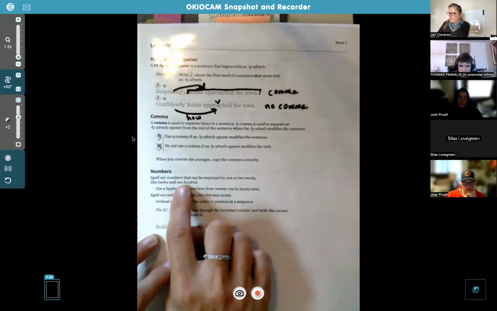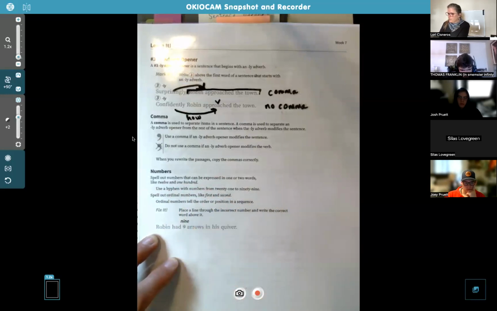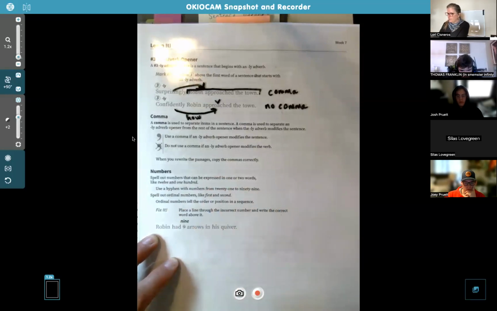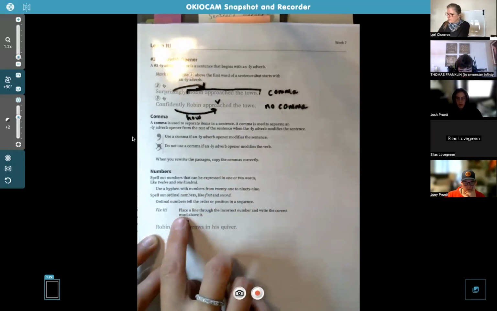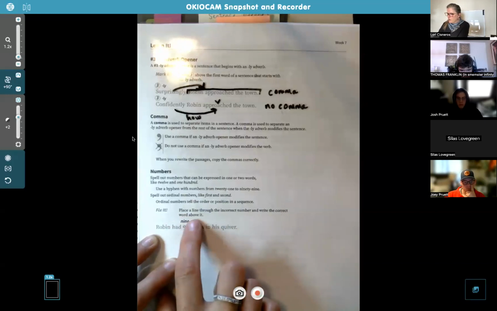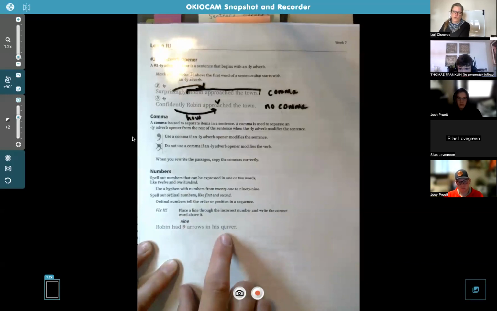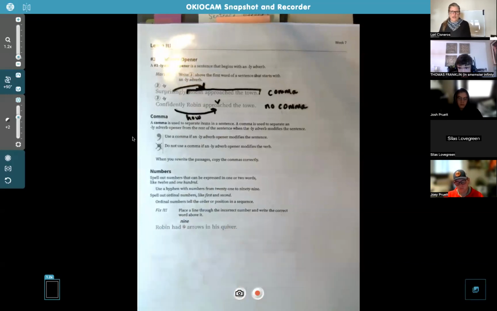Even 2 words, 100. But if it's 21 to 99, you're going to use a hyphen. Place a line through the incorrect number and write the correct word above it. So here's your example. Robin had 9 arrows in his quiver. The quiver is that piece of equipment they carry on their back. You've probably heard that before, where they hold the arrows.